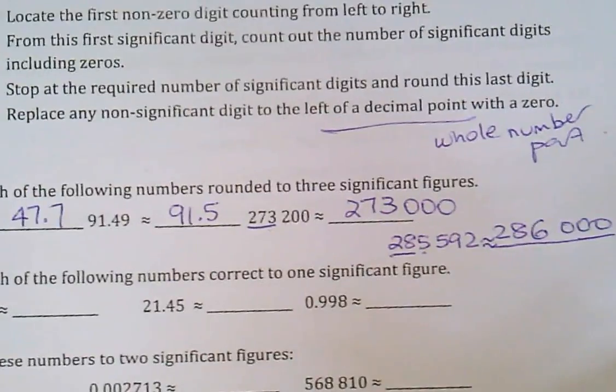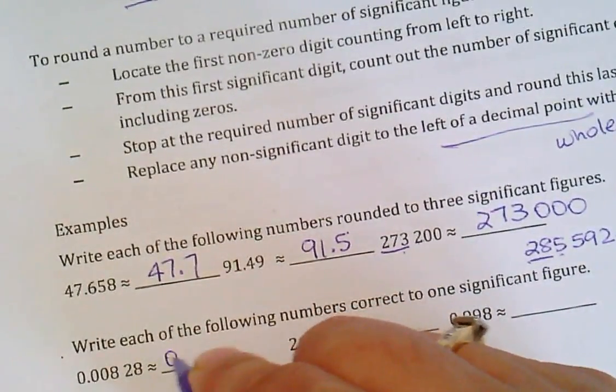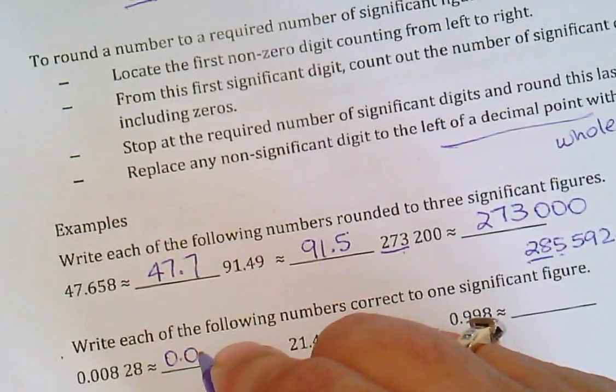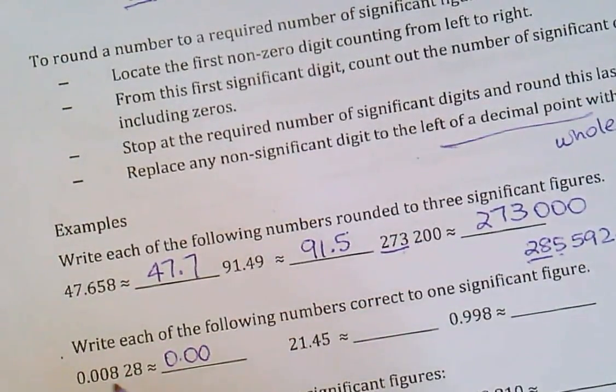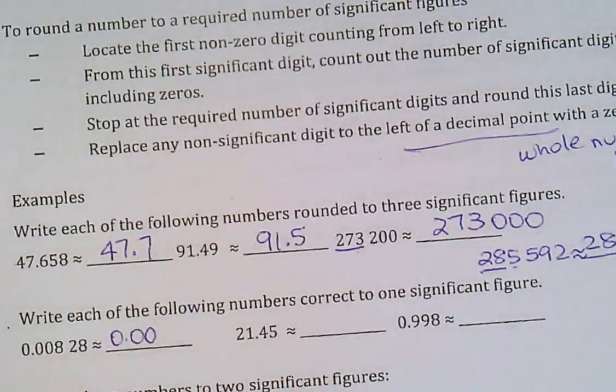Let's look at the next ones. Are we good? Round each of these to 1 significant figure. Now, these zeros at the beginning are not significant. 0.00. What do I do with this one? Does it stay as an 8? I'm only allowed 1 number, apart from all the zeros at the front. 8 or 9? Because the number after it is a 2. What about this to 1 significant figure?